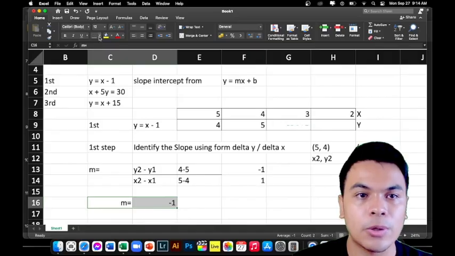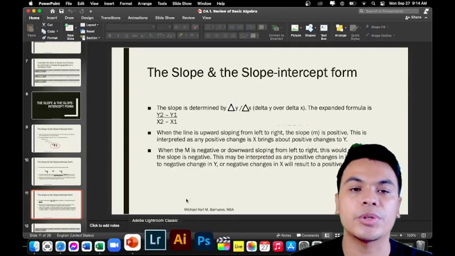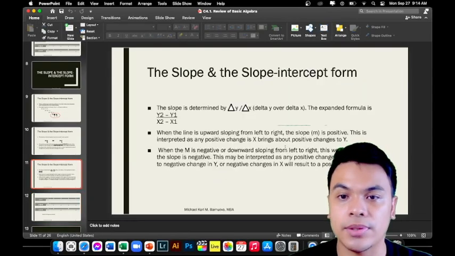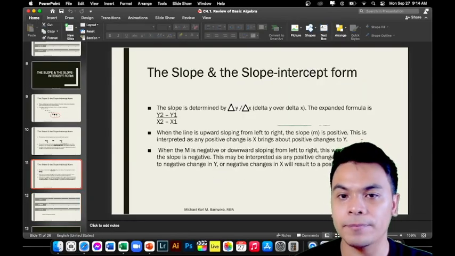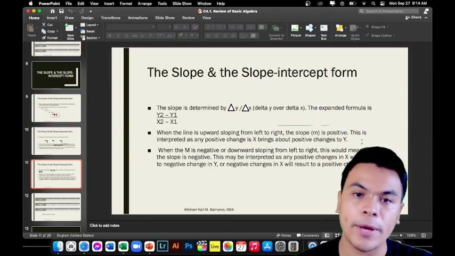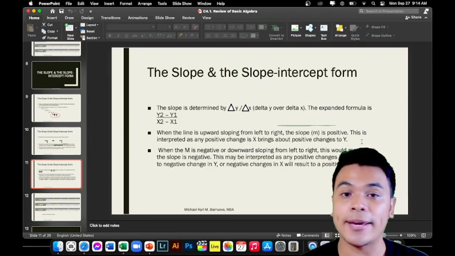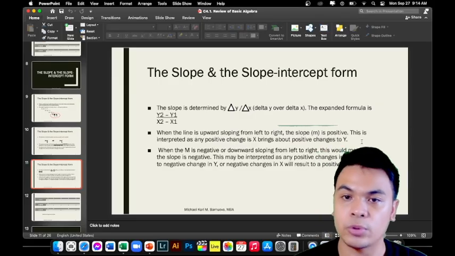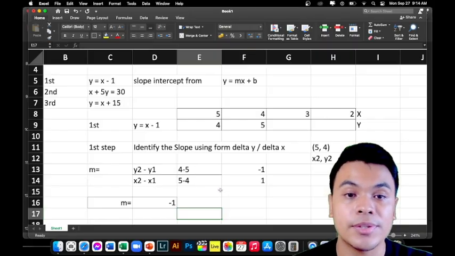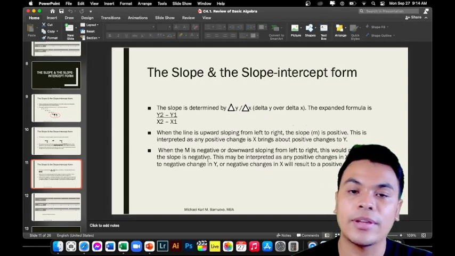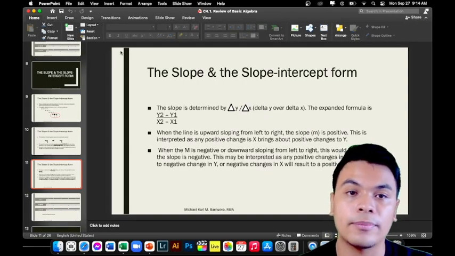We now have the slope. So what does this mean? Okay, going back in our discussion earlier, sabi dito, if the slope is positive, therefore a positive change in x brings out a positive change in y. So the line is sloping upward from left to right. Okay, because it is, sorry, it's negative pala. Sorry, it's negative, therefore this is a downward slope from left to right.